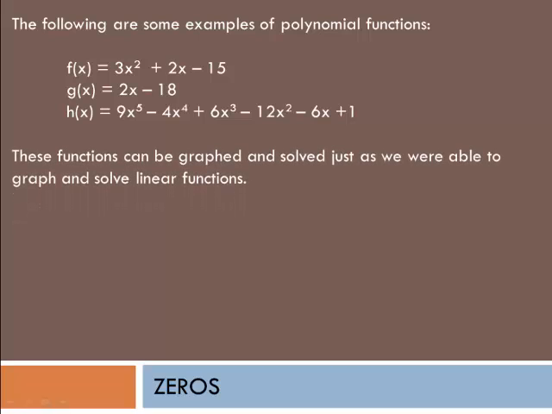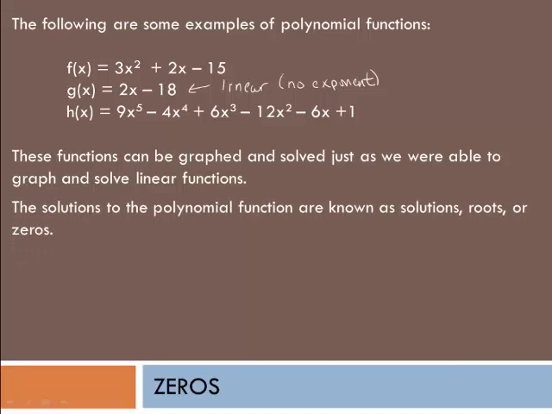These functions can be graphed and solved just as we were able to graph and solve linear functions. For example, g of x is equal to 2x minus 18 is linear. And that is because there is no exponent. The solutions to the polynomial functions are known as solutions, roots, or zeros. So those three words are interchangeable: solution, root, and zero.